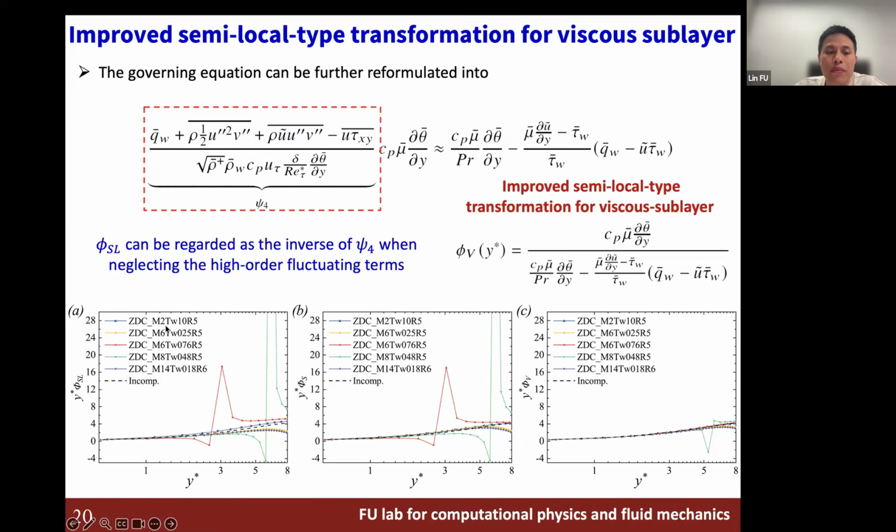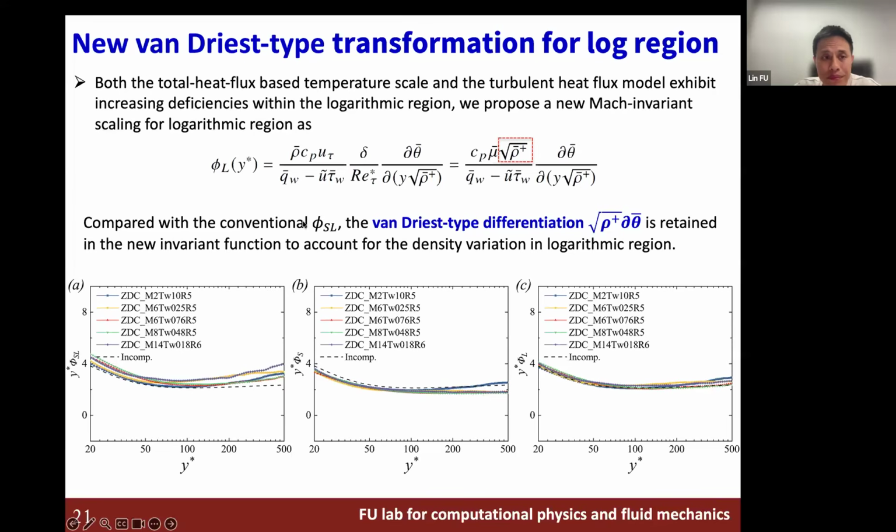Then we check our performance in the viscous sublayer. We show different Mach numbers, 2, 6, 8, and 14, with different types of thermal conditions. You can see that the state-of-the-art semi-local transformation and this one-to-rest type of transformation apparently fail, not perfect in the viscous sublayer. But with our new improved semi-local transformation, we get a significantly better collapse in the viscous sublayer to the incompressible database.